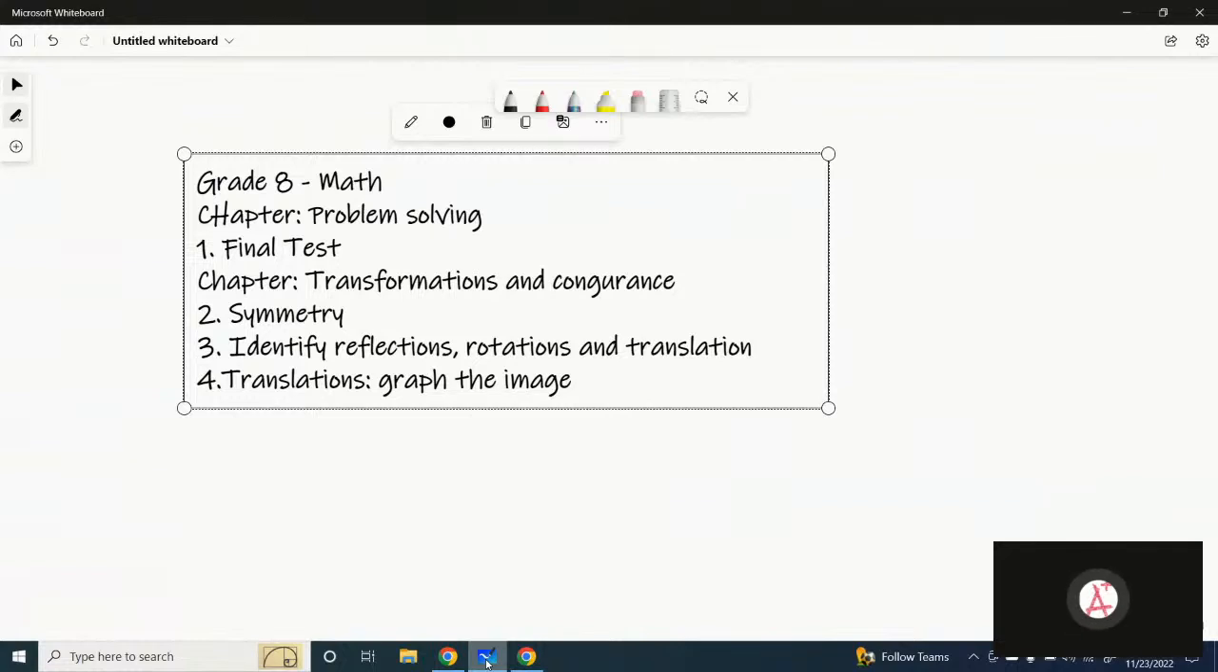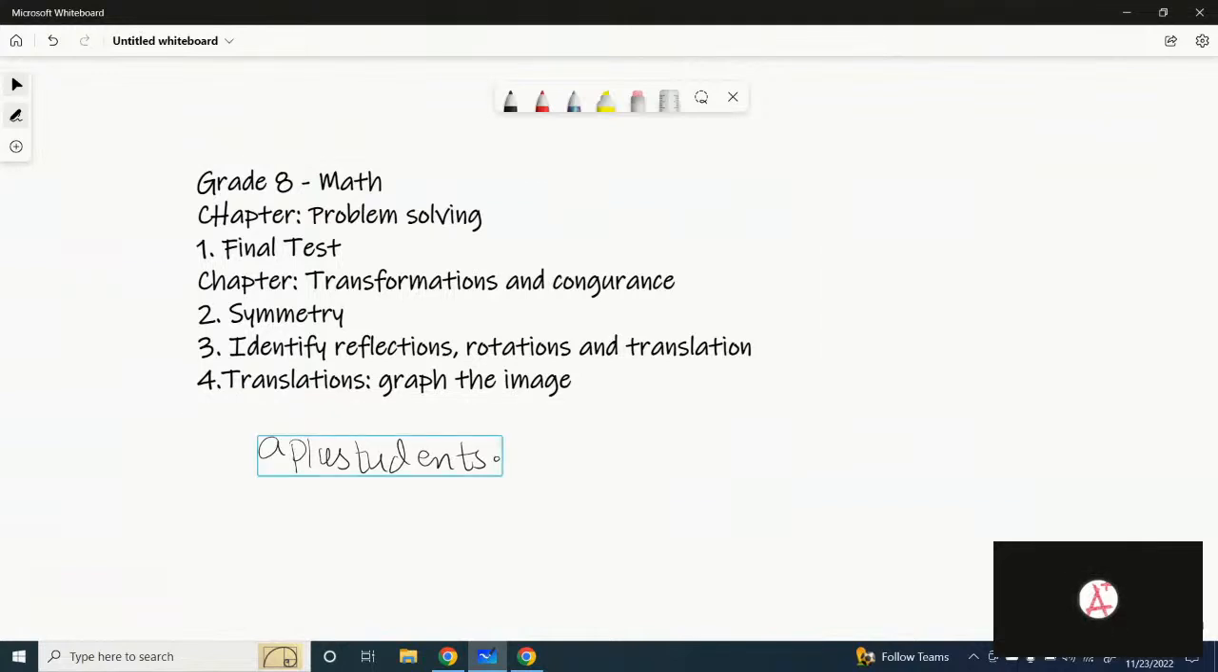So we're going to start with grade 8 maths. You can find all the lessons on aplusstudents.com. You have to log in there using your email address and password as provided by the administrator. Then select math from the subject tab, scroll down to grade 8 maths, and then click on view all lessons.